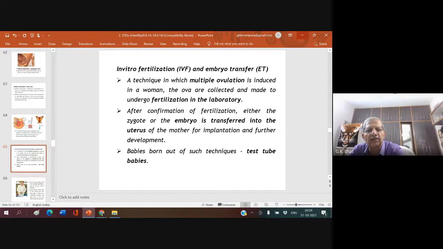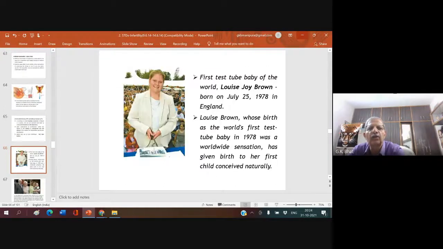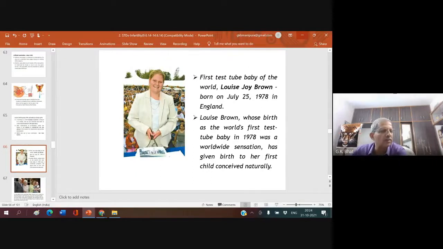In vitro fertilization, I have already told you about that. Test tube babies. What I wanted to give the information, this is the first test tube baby of the world, Louise Joy Brown. She was born in 1978. This, of course, is her bit grown up photo, not the baby when she was.